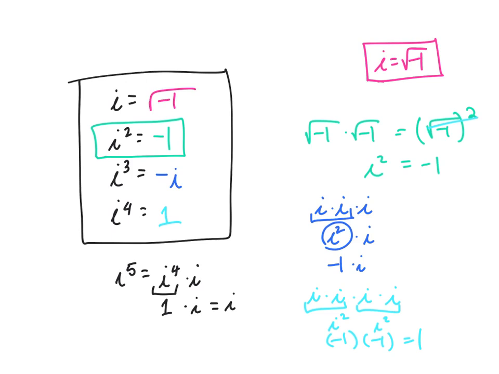The part that's really going to come into play with us with this simplifying is the fact that i squared is equal to -1. And you'll see how that comes into play on the next slide.